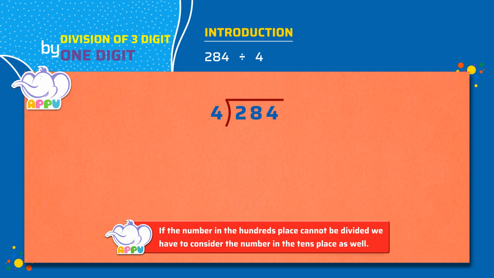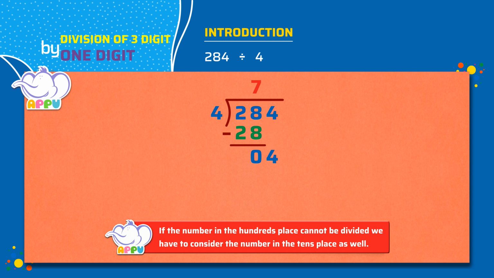We figure out how many 4's does it take to make 28, which is 7. Step 2. We multiply 4 and 7, we get 28. Step 3. We subtract 28 from 28, we get 0. Next, we bring down the number in ones place, which is 4. So the number now is 4.